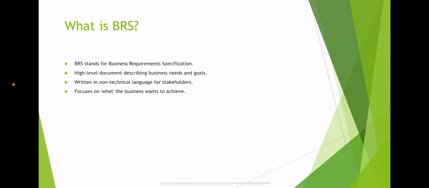So in a real life analogy, BRS is like the wish list you give to a wedding planner. Okay, so generally what to do. It says what you want but not the exact step by step plan to make it happen. If you go to the exact step by step plan, it comes under the FRD. Okay, so let's move ahead to our next topic, which is most awaited, FRD.